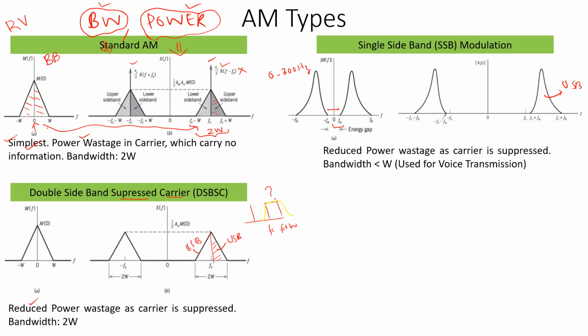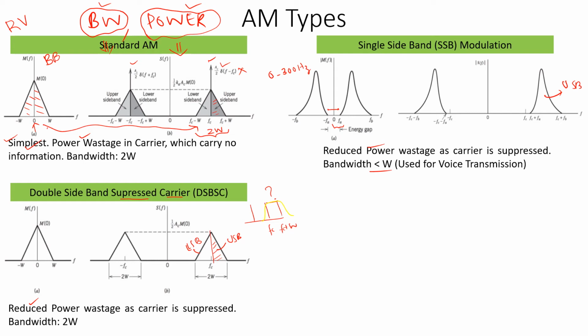So in single sideband, the bandwidth is less than W, and power is also reduced because we don't have the carrier and also only one sideband. So power is further reduced. So that is about single sideband. But this SSB transmission won't be possible for all information, because in some informations there will be a significant DC component.